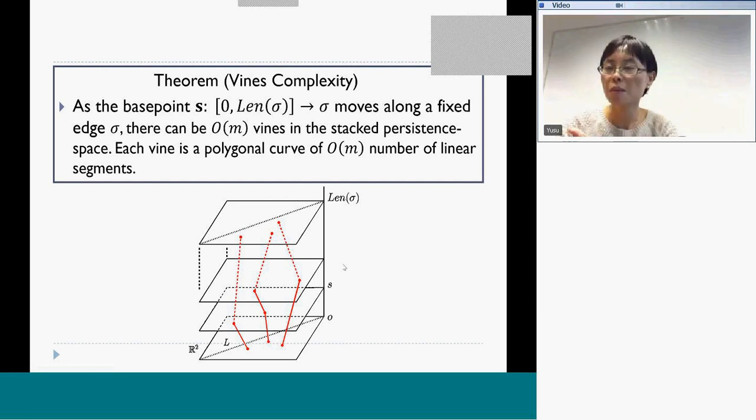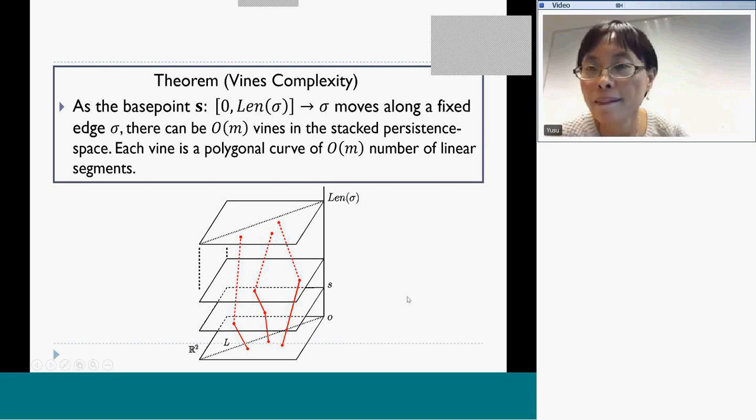Here is a description of how I move the base point in the persistence diagram. This is how the corresponding persistence diagram changes: as we move the base point in a fixed edge in the input graph, the points inside the persistence diagram will follow some curve as a trajectory.